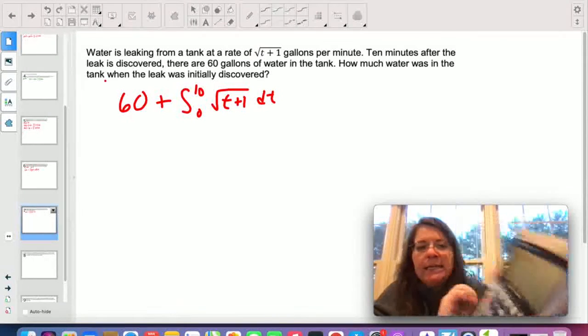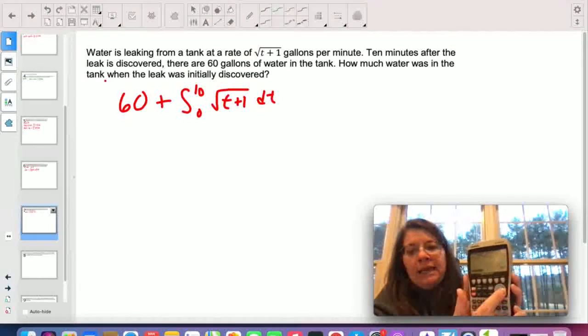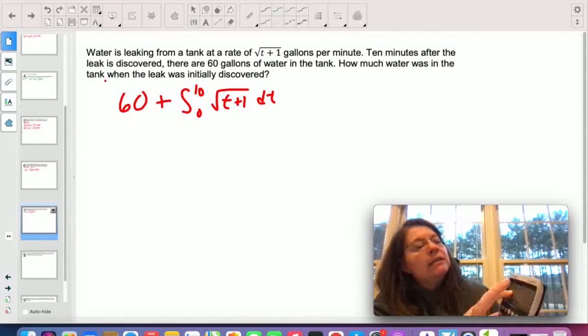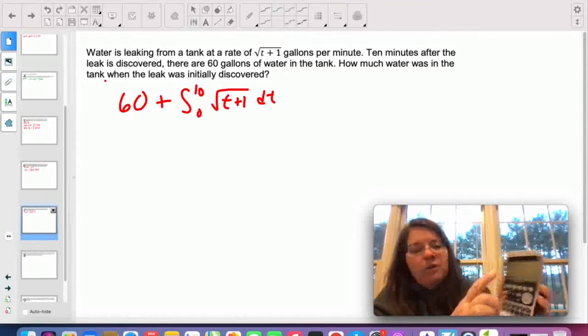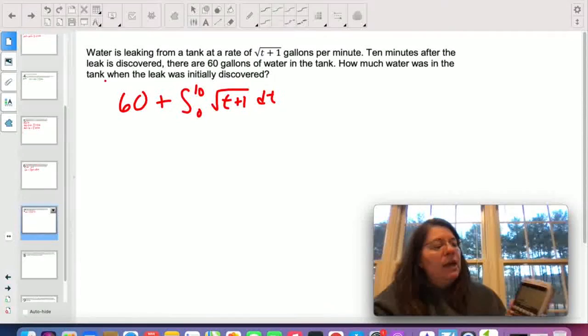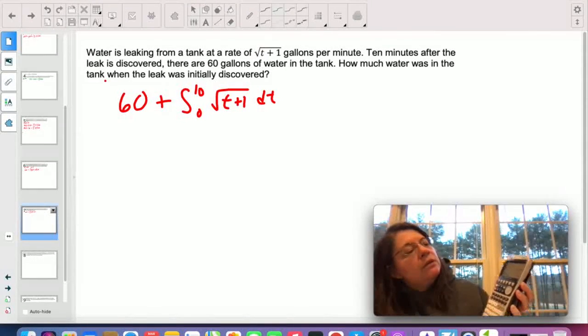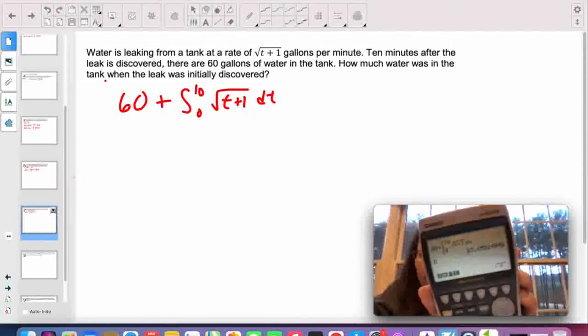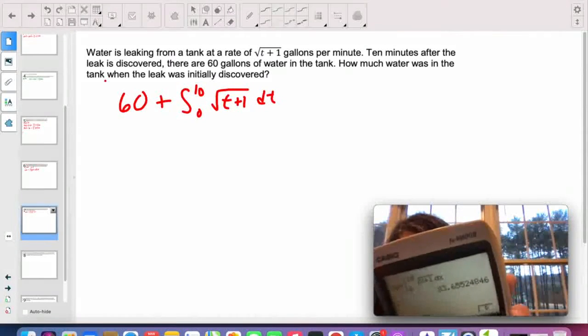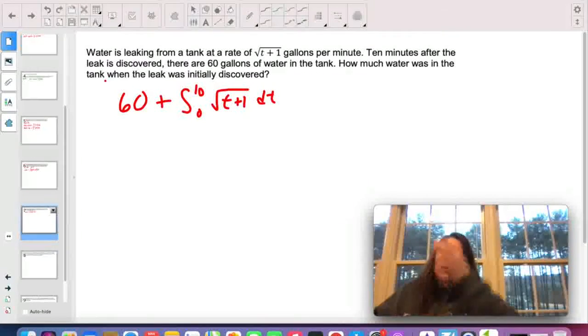So we're going to put a 10 in there. And then I hit my down arrow button to get to where the a value is supposed to be. That was 0. And then I just hit the over arrow button and then hit execute, and it's going to solve it for me. I'm getting 83.655. We will always round things to 3 decimal places when we're doing this.